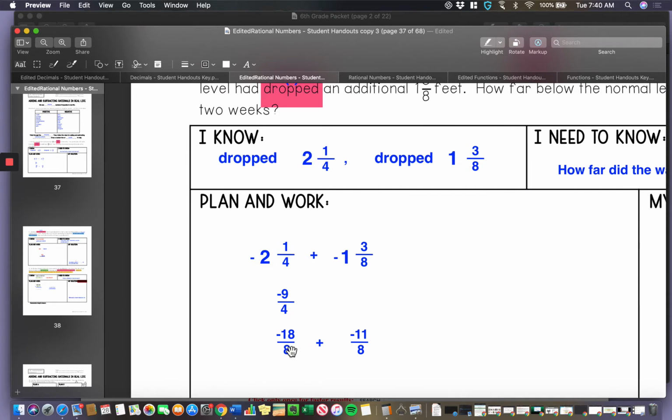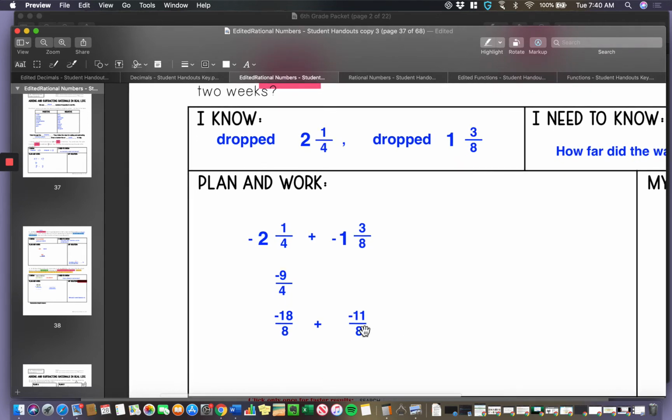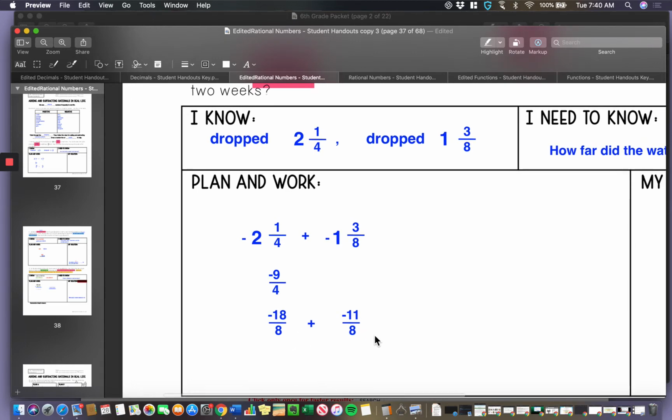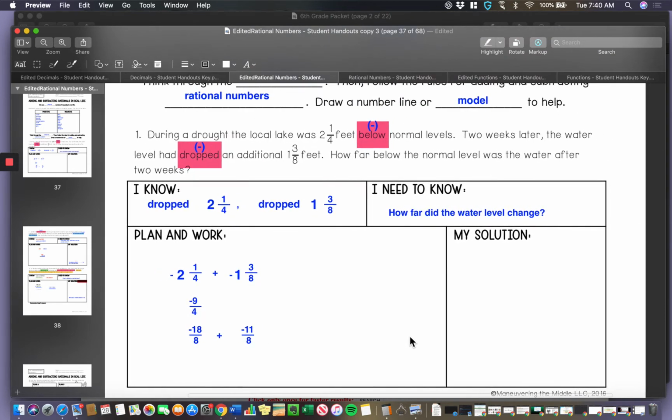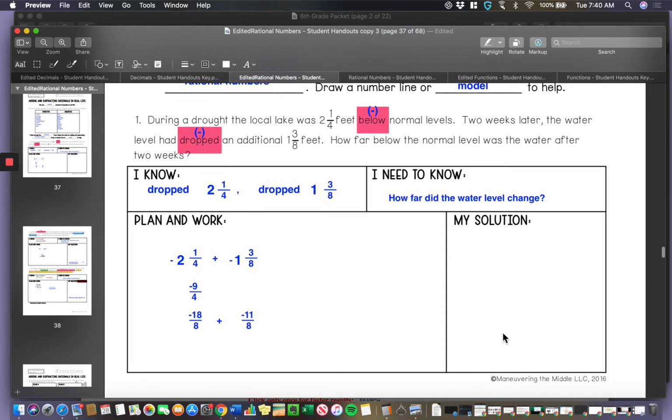So what I did for you was I created equivalent fractions, and I also created improper fractions so you can add. Now your job is going to be to tell me what -18/8 plus -11/8 will equal, following the same rules. And then you can write your answer right here.